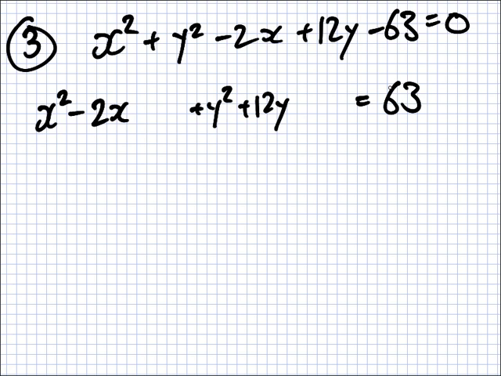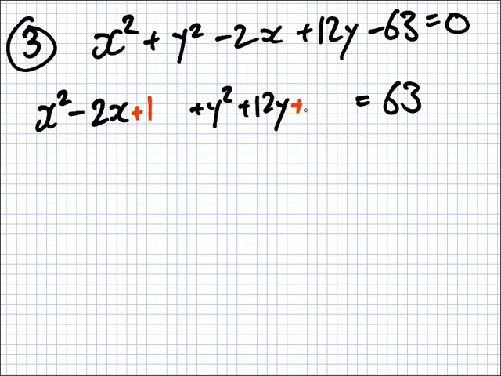You see what I did there? I brought the 63 to the right and I left a bit of a space with the x's and the y's. Because what I'm going to do next is add a number here to make this a perfect square. I'll have to add 1. This is now a perfect square. And if you're not sure where I got the 1 from, it's half the middle number squared.